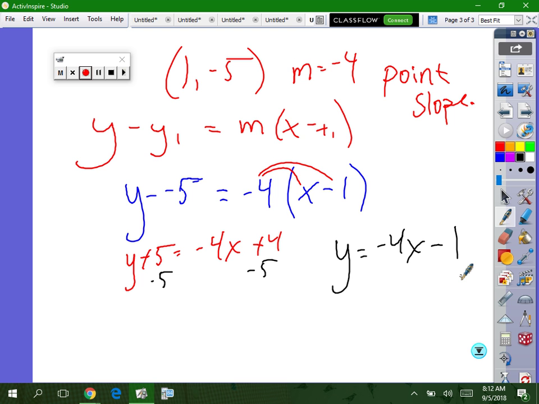Is that the exact same equation I had on the previous side? Now, the other side, let's be honest, was a little bit easier, wasn't it? But I had to graph to find that y-intercept because I didn't have it given to me. You guys agree with that? It wasn't given to me, so therefore it isn't there. Good? Yes, no?